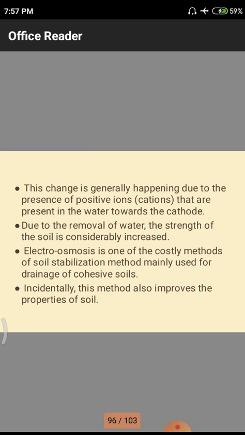Cohesive and non-cohesive, two types are there. Non-cohesive means the particle size is more. Cohesive means the particle size is very less. In the case of these soils, simply we are employing this electroosmosis technique to remove the water. Incidentally, this method also improves the properties of the soil. That means a small percentage of the soil will be strengthened because of the utilization of these electroosmosis techniques and electrical stabilization techniques.